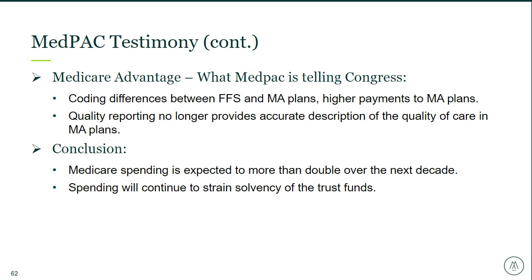And again, there are differences represented by how things are coded, with MA plans being higher. The upshot is that spending is going to continue to increase, and will it continue to outpace the funding coming in, and what effect will that have on when that might occur, and future legislative decisions.